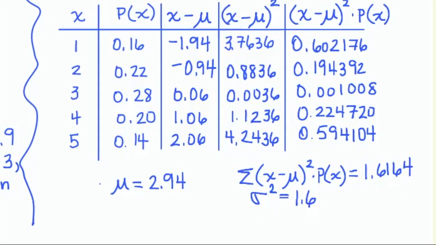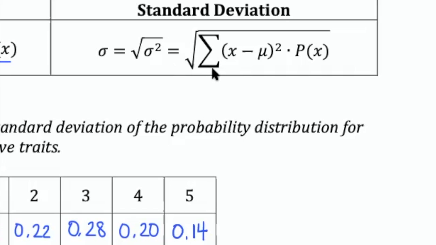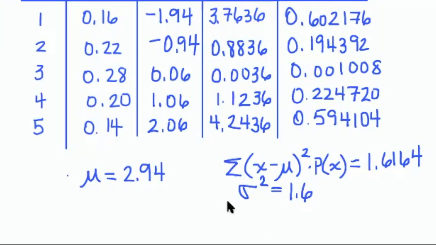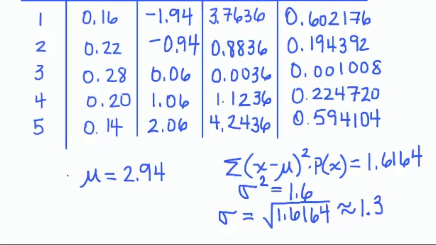But again, a better measure of it is one that is in the same units as the original, and that's found by calculating the standard deviation. Now, just like you're used to, according to the standard deviation formula, you're going to take the variance and just take the square root. So again, please make sure you go back to using all the decimal places of your variance. So we're actually taking the square root of 1.6164, which is going to be approximately 1.3. So again, in a lot of ways, it's similar to how we did standard deviation before, but make sure you're following the correct formulas for the probability distribution.